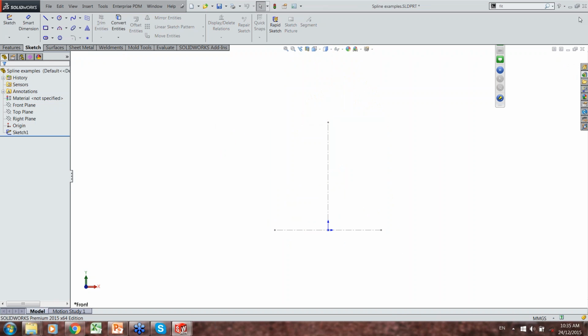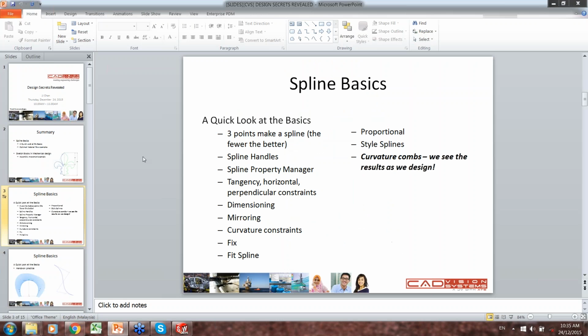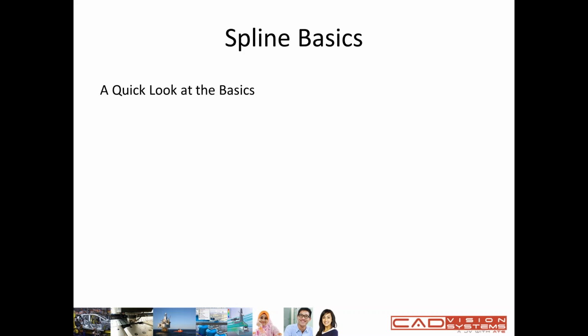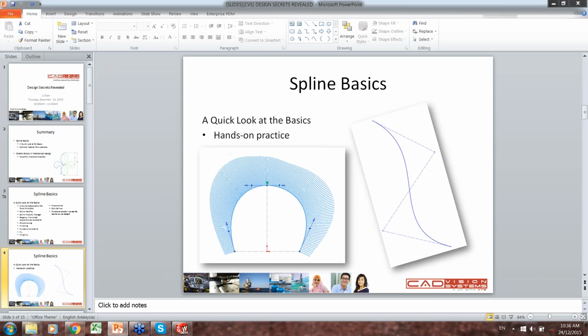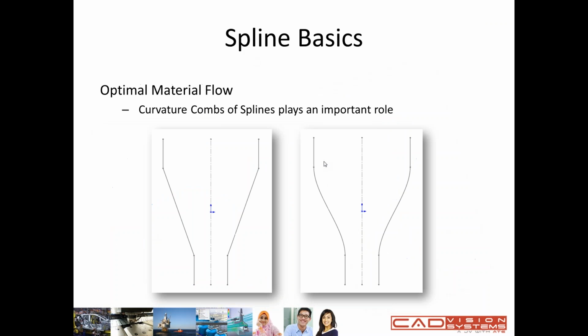So taking a look back to our slides here. Oops, let's go to the next one. Yep, so we've seen this, which is practically the style spline as well as the curvature combs, on this part right here. So next we'll be taking a look at an example on the optimal material flow.